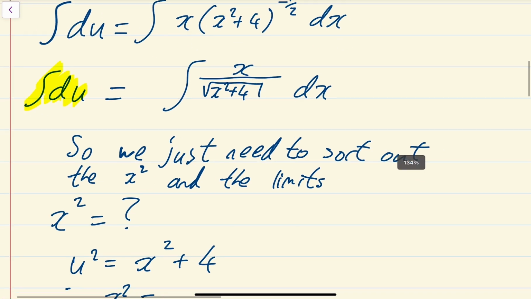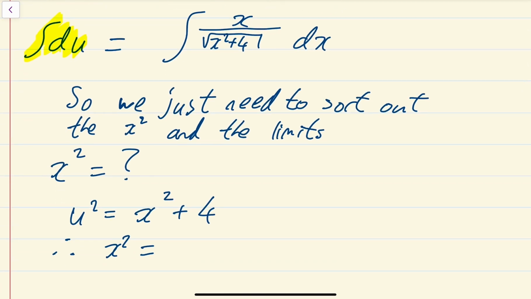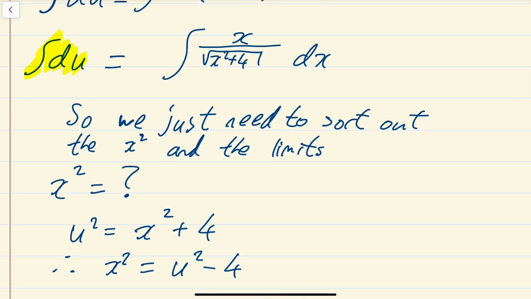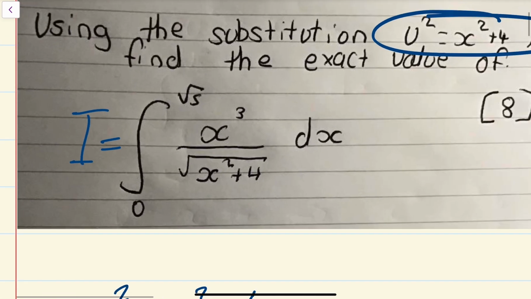So I'll just write that in. We just need to sort out the x squared and the limits. So x squared equals what? Now we're told in the question that u squared was equal to x squared plus 4. A tiny wee bit of rearranging, and x squared is equal to u squared minus 4. Okay, so now we have sorted out everything. We had x in the top line, and the dx became the integral of du, and x squared we've sorted out, so we've got that up to x cubed now. We are just left to change the limits, so that's all we're left to do.